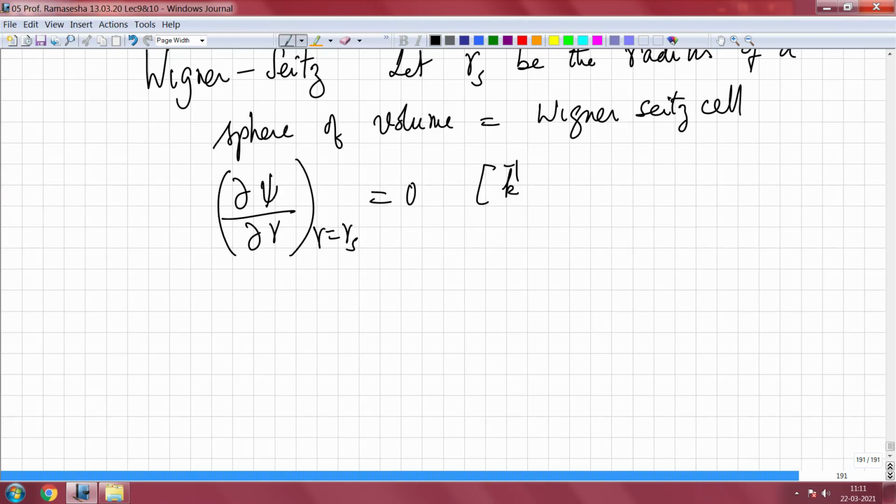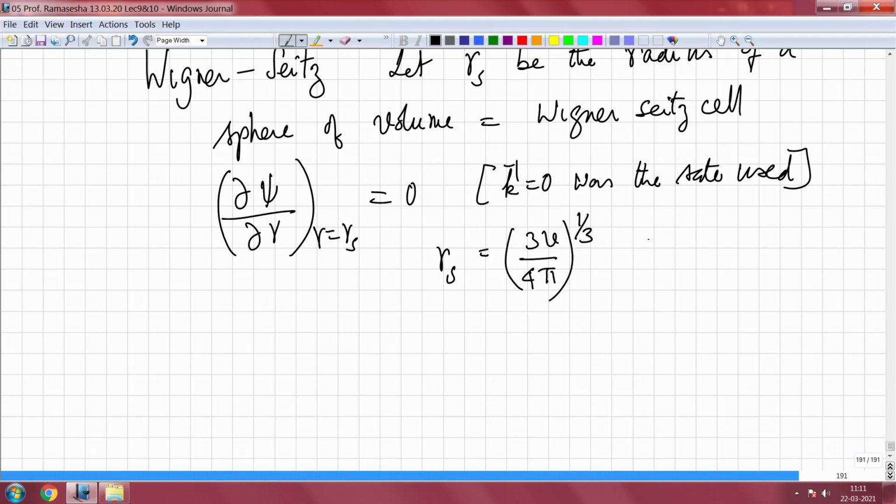and they used k equal to 0 as the state, that is the bottom of the band. And like I said, RS will be equal to (3V upon 4 pi) to the power 1/3, where V is the volume of the Wigner-Seitz cell. So, that was the simplest one that they imposed.